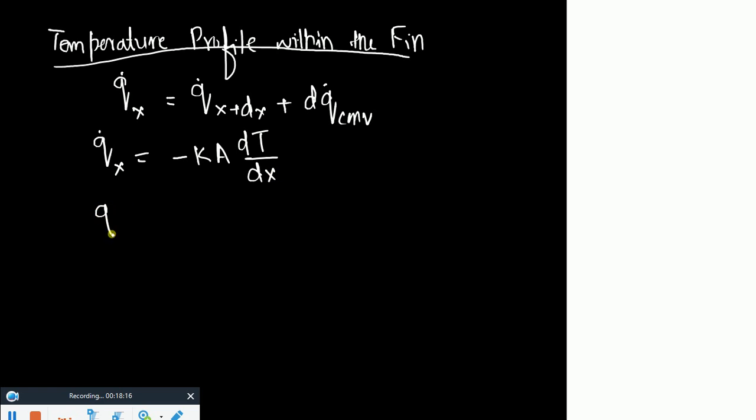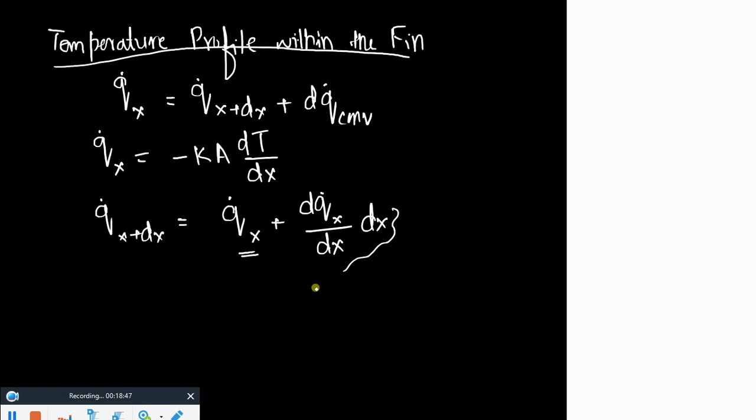Okay. Similarly, Q dot x plus dx would be equal to this plus or minus, I can write it like this. There would be some change, isn't it? There would be some change from the original Q dot x. And this is what you can write it from, let's say, chain rule. What do you call it? Okay, Taylor series. So you can estimate this thing by this thing. It means if you know Q dot x at one point, you can know the other point from Taylor series. Okay, so this is Taylor series.